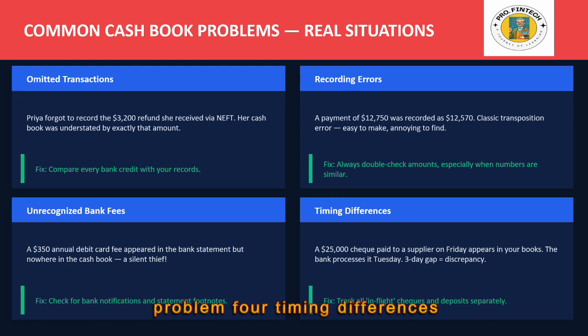Problem 4. Timing differences. A $25,000 check paid to a supplier on a Friday appears in your books. The bank processes it on a Tuesday. A 3-day gap equals a discrepancy, but it's a legitimate one. Track all in-flight checks and deposits in separate lists.